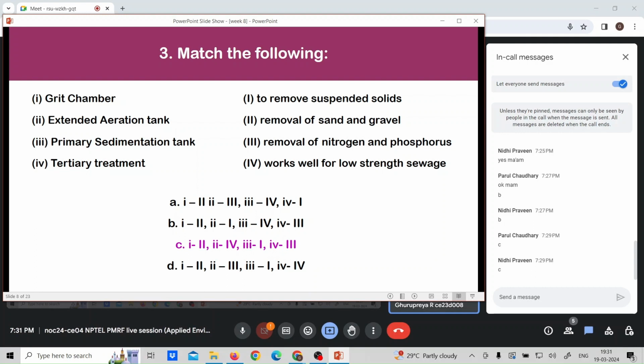Extended aeration tank works well for low strength sewage. You can just give me what an extended aeration tank is, and why it works well for low strength sewage, if you know it. Sewage treatment method. Yes, obviously it's a sewage treatment method, used activated sludge. Okay.